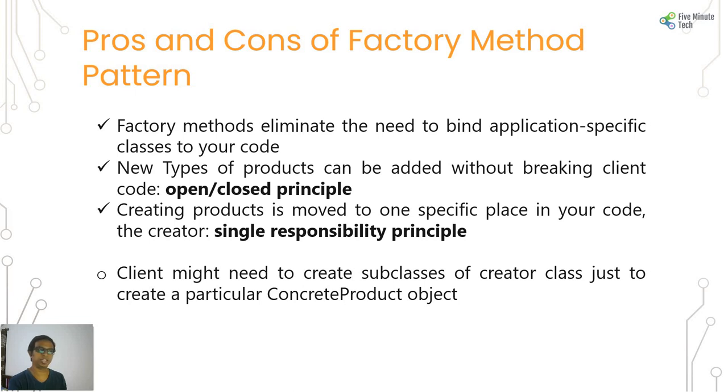New types of product can be added without breaking client code, that is the open close principle. And then creating products is moved to one specific place in your code, which was our payment service, and that is the single responsibility principle. The con is the client might need to create a subclass of the creator class just to create a particular concrete product object. So we have to create those classes. As you saw, there were 4 or 5 classes which we created, and if you need some more implementation, you will have to create more classes around it. But it does create an isolation of responsibilities.